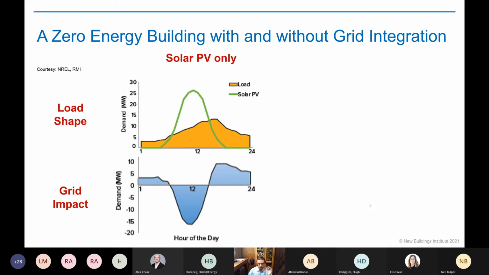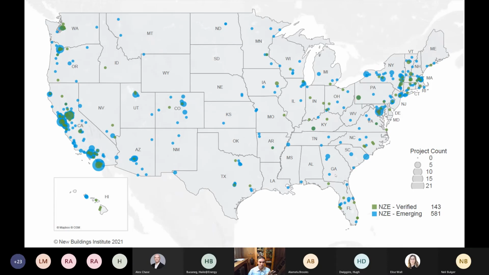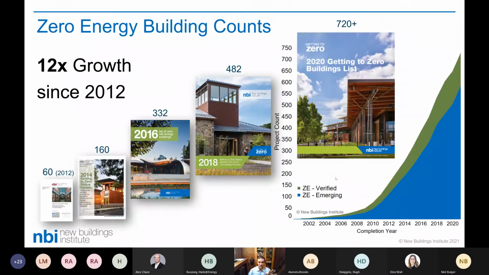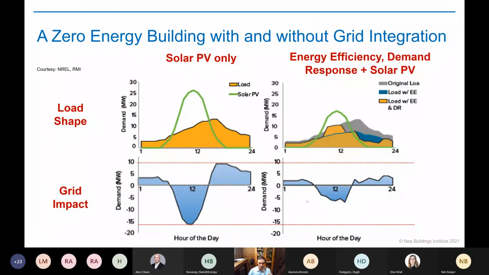So if we were to have a map full of buildings like this, where there are many thousands of ZNE buildings, it will be better as a society if we can make them look more like the one on the right than like the one on the left, right? The grid is not truly an infinite battery, even though sometimes we treat it like it is.